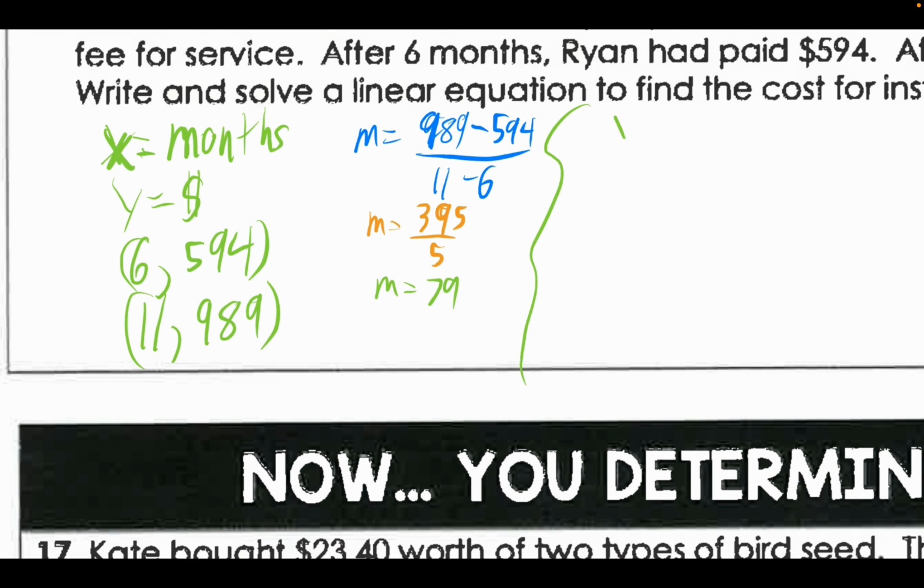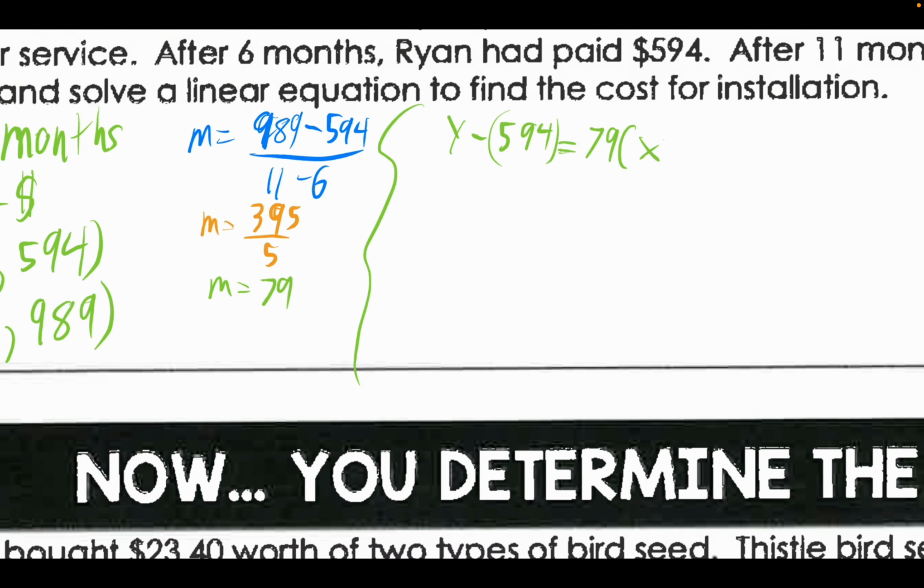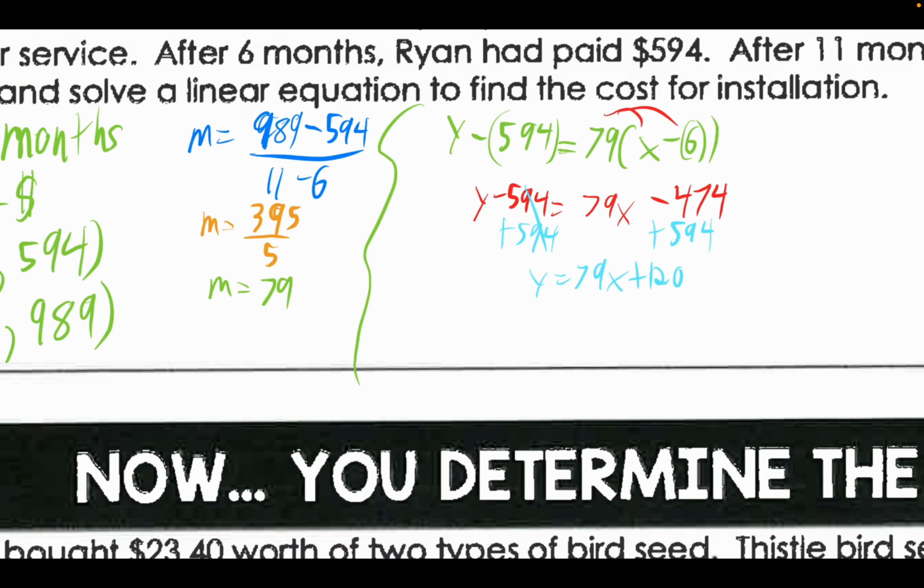So I plug this in along with one of my ordered pairs. I'll choose a smaller one, so y minus 594 is equal to 79 times the quantity of x minus 6 months paying. So y minus 594 is equal to 79x minus 474. So if I add 594, I get y equals 79x plus 120.